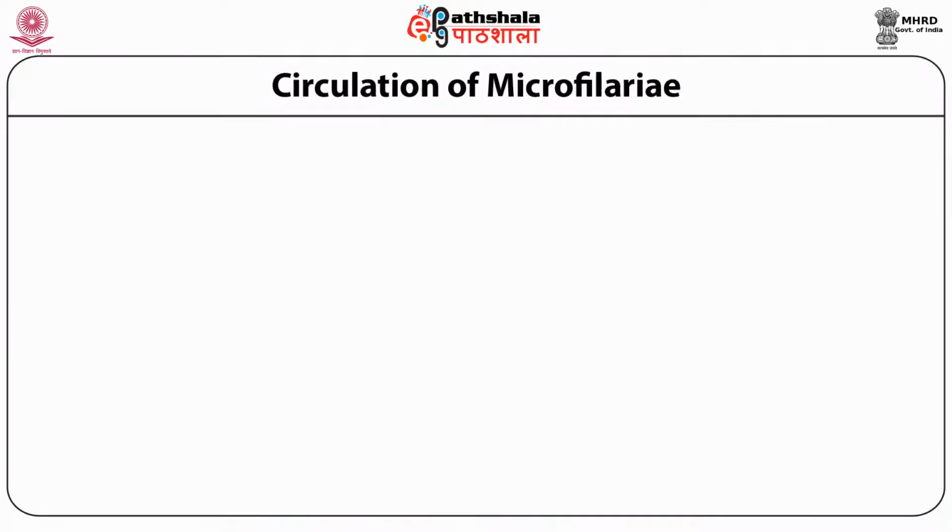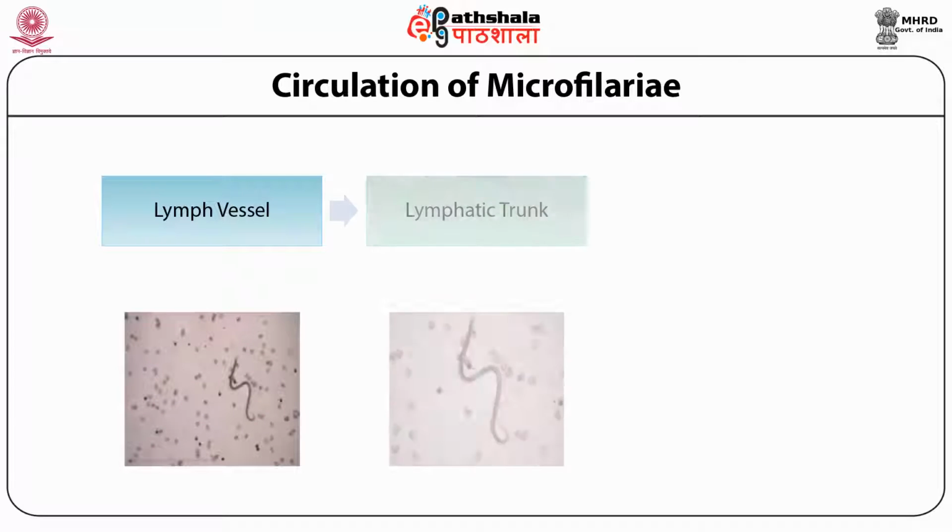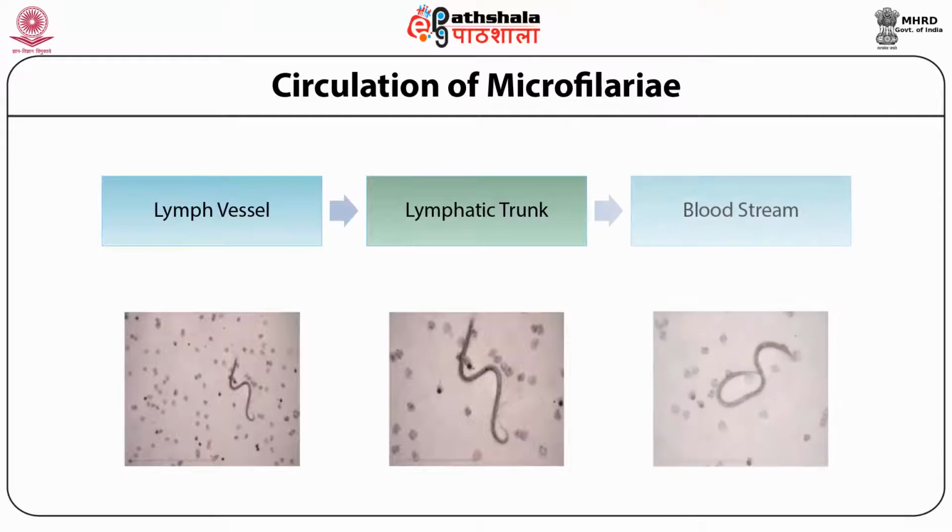Let us summarize these features again. As you can see from the figure, the circulation of Microfilaria occurs within the lymphatic system of the body. Earlier they are present in the lymph vessel, then they pass on to the lymphatic trunk, then they move to the bloodstream. The average lifespan of Microfilariae in the human body is approximately 70 days.